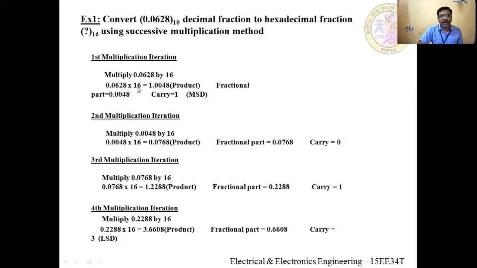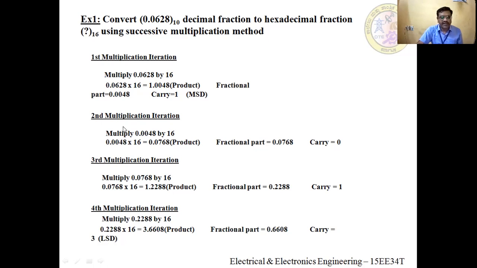So after multiplication, what do we get? We get 1.0048. This is the product. This product contains two parts: integer part 1 as well as fractional part. The fractional part is 0.0048. You separate the fractional part from this product and write carry 1, which is the integer part of this product. The carry obtained in the first multiplication iteration will be the most significant digit of the fractional part.